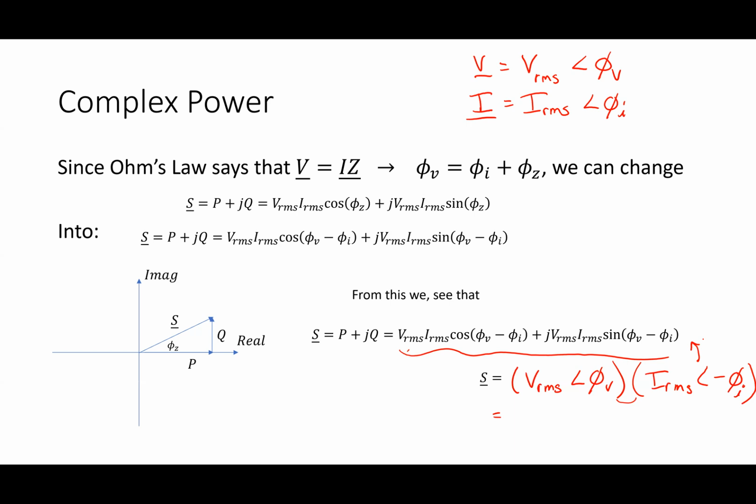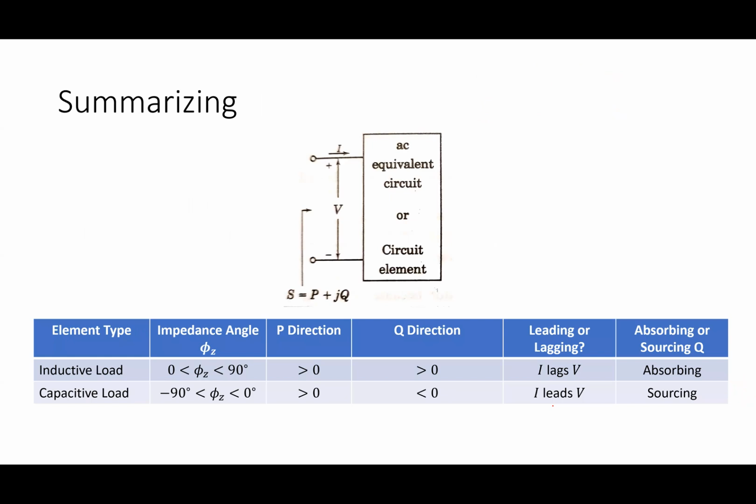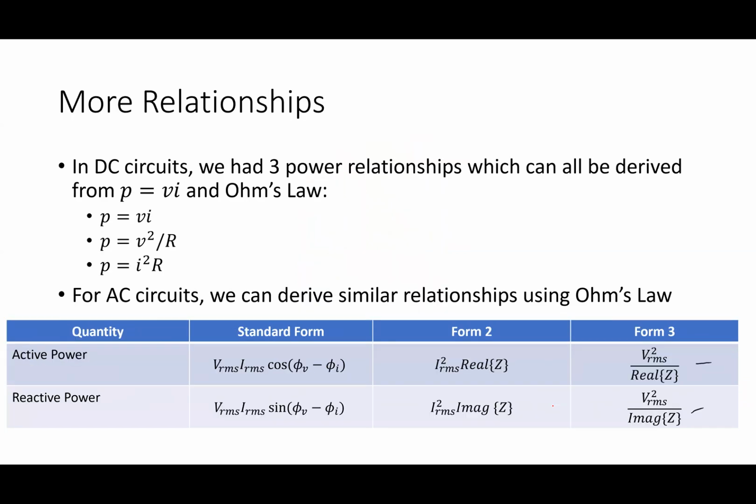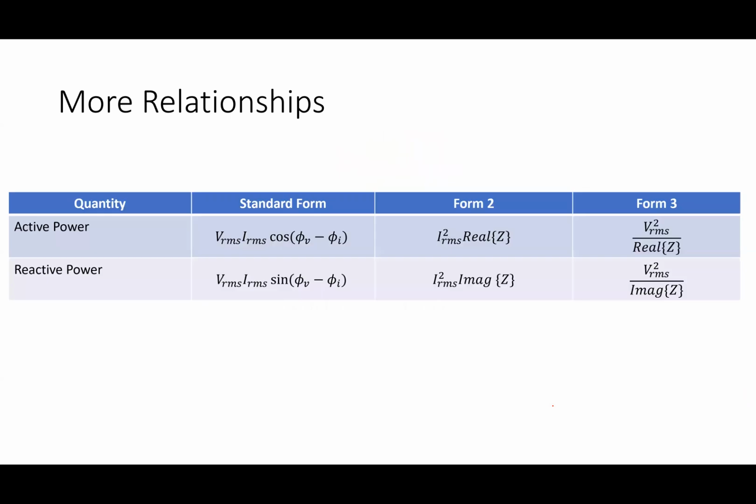IRMS with a negative angle of I. What does it mean when I take the negative angle? Conjugate. Yeah. So it's V times I conjugate. We need to remember those. So in summary, our relationships are those. I don't want to go through all of that, but those are the primary things, and I've got it all summarized here for what the standard forms are.